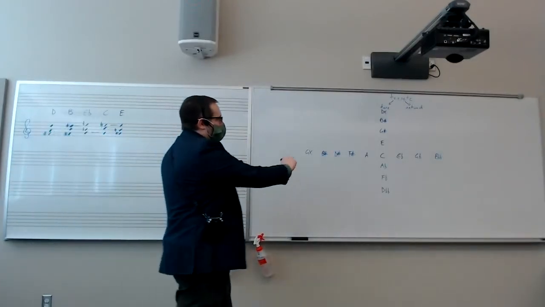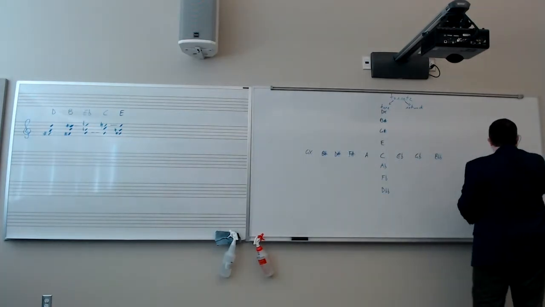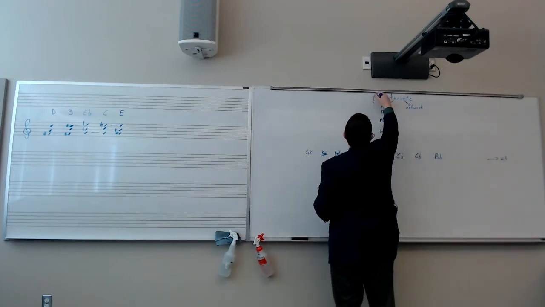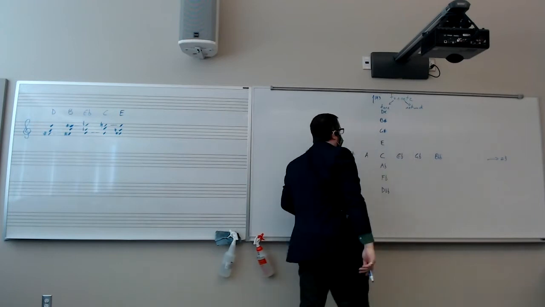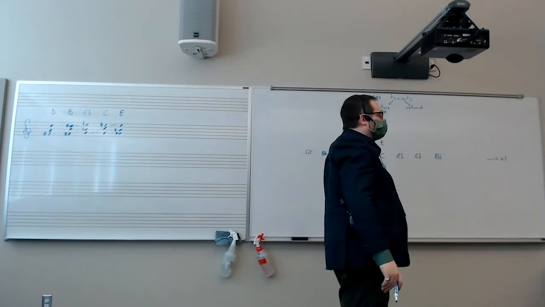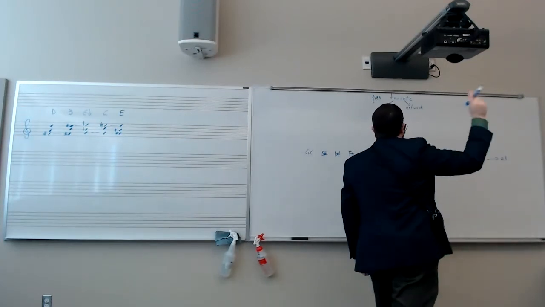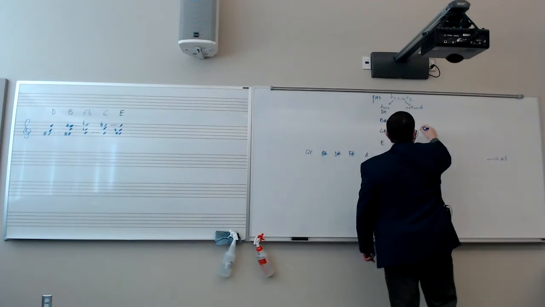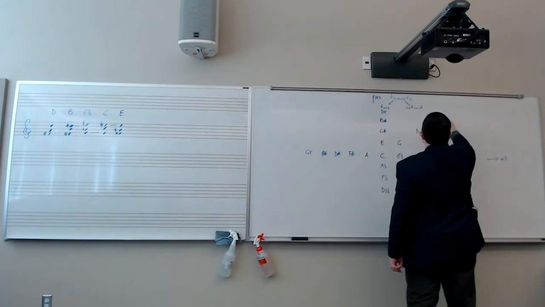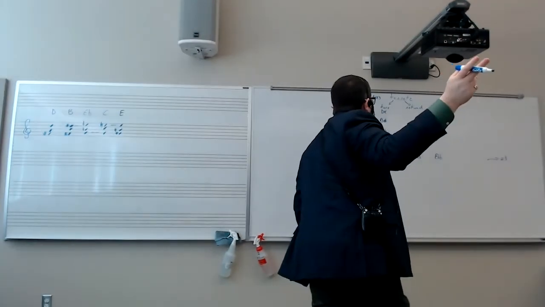All right. So I've got minor thirds going this way. I've got major thirds going this way. This one's perfect fifths. C up a perfect fifth, G. G up a perfect fifth, D, good. D up a perfect fifth, A. Let's go one more, why not? A up a perfect fifth, E.